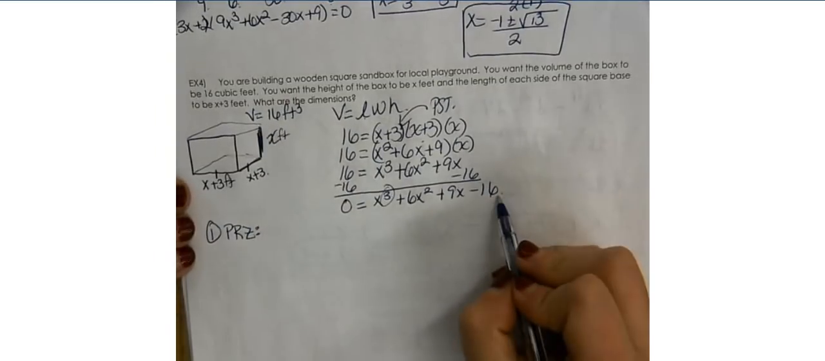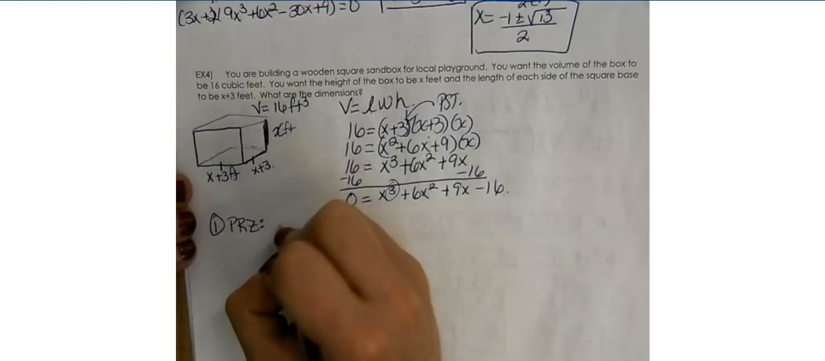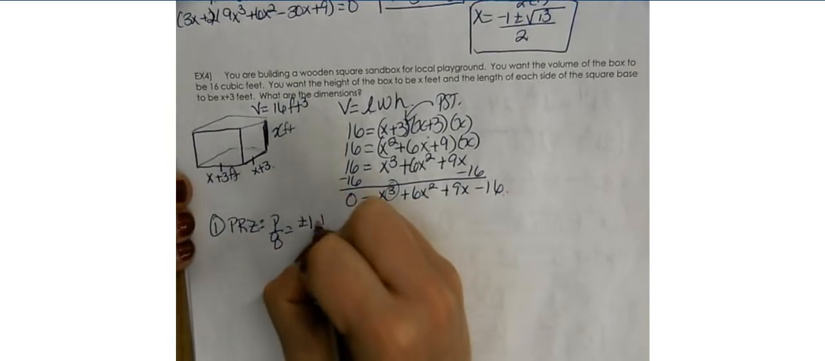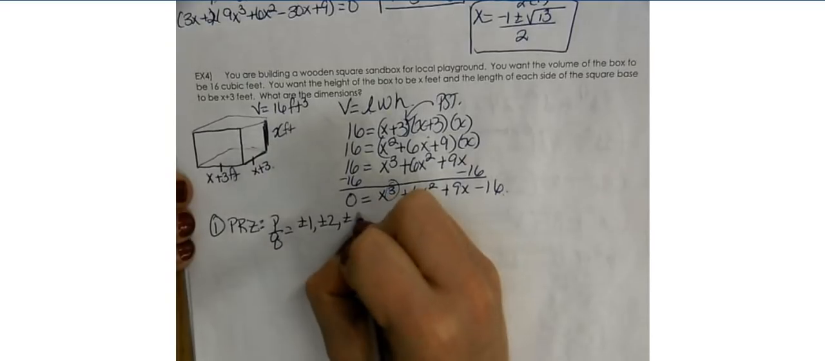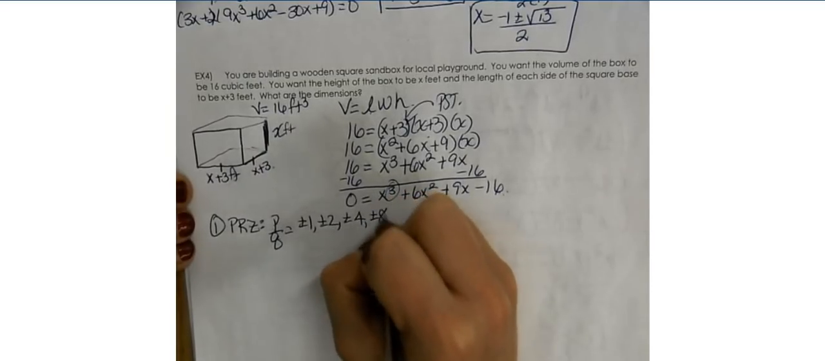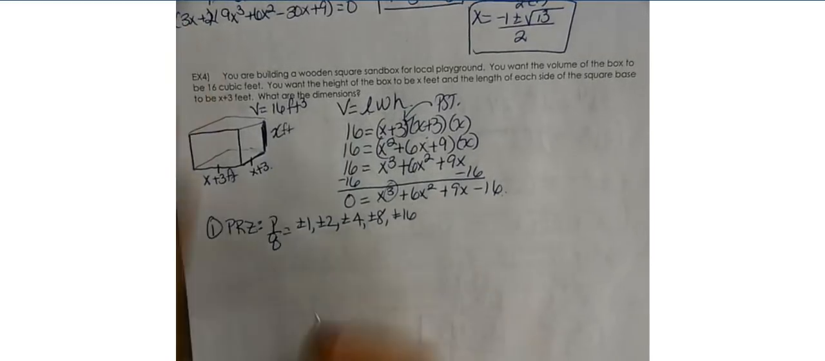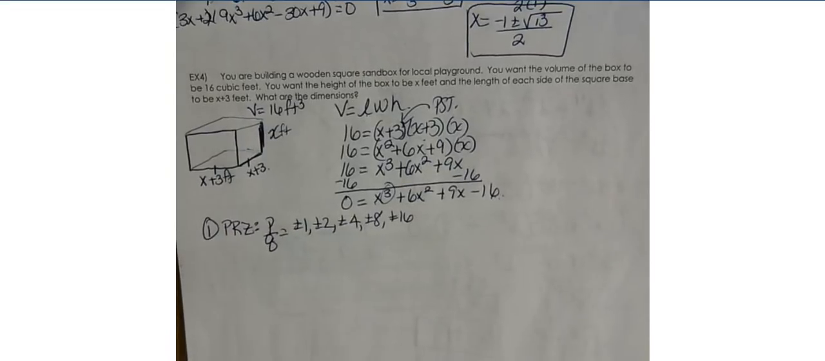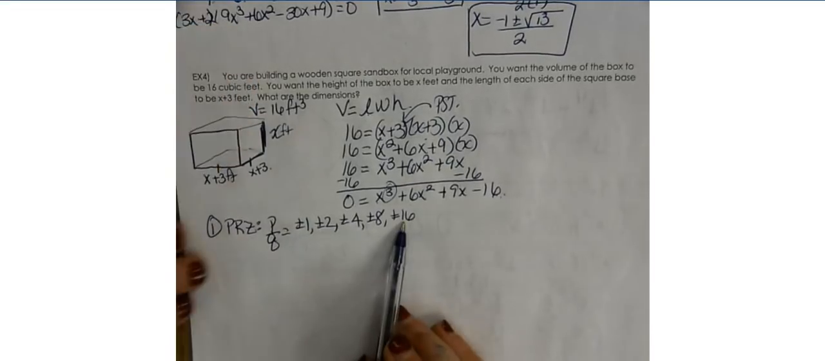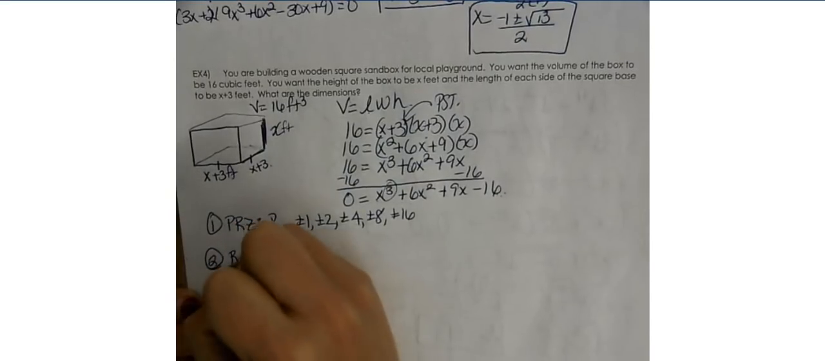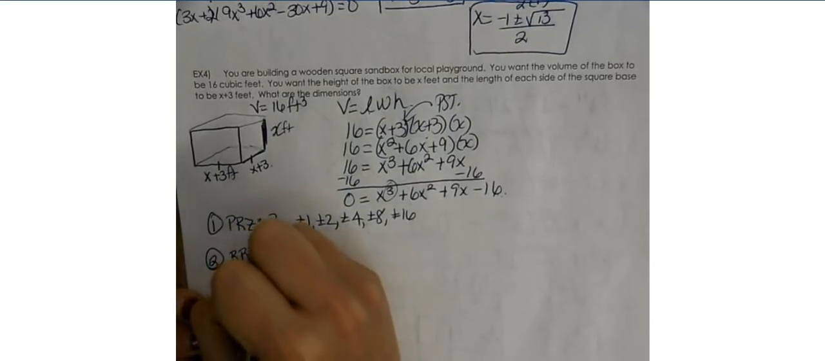I'm going to use the number 16. The factors of 16 are plus or minus 1, plus or minus 2, plus or minus 4, plus or minus 8, and plus or minus 16. Since my leading coefficient is a 1, you don't need to show that extra work to divide everything by 1. These are all of your possible rational zeros. Next, we need to identify a reasonable rational zero using our graphing calculator.